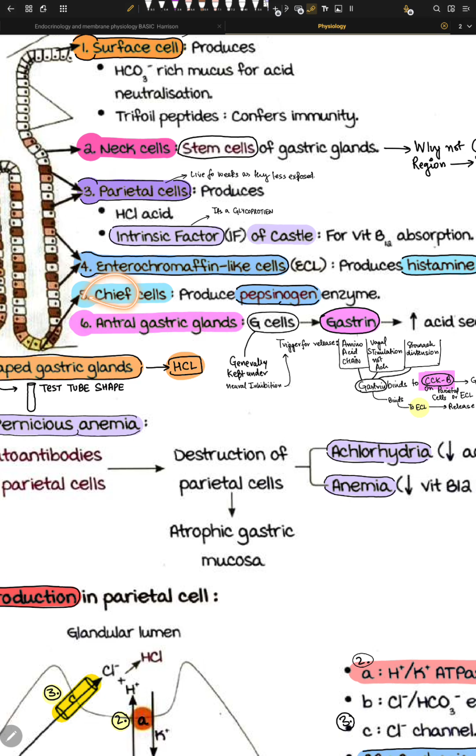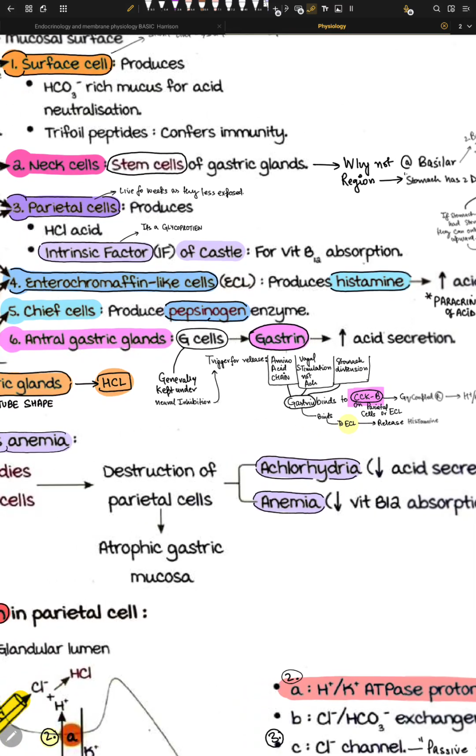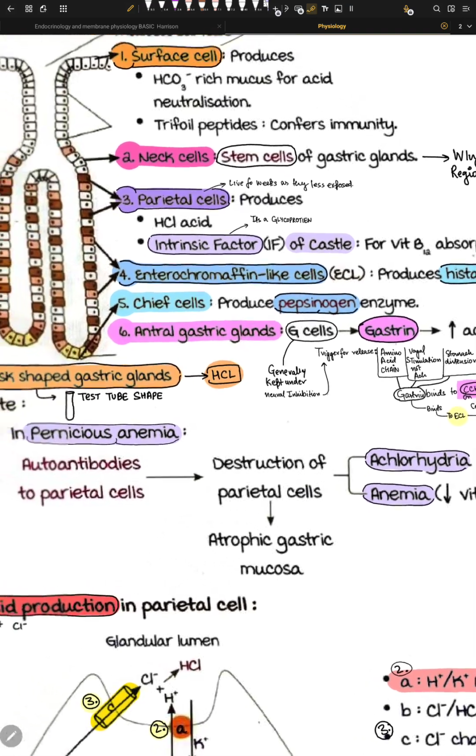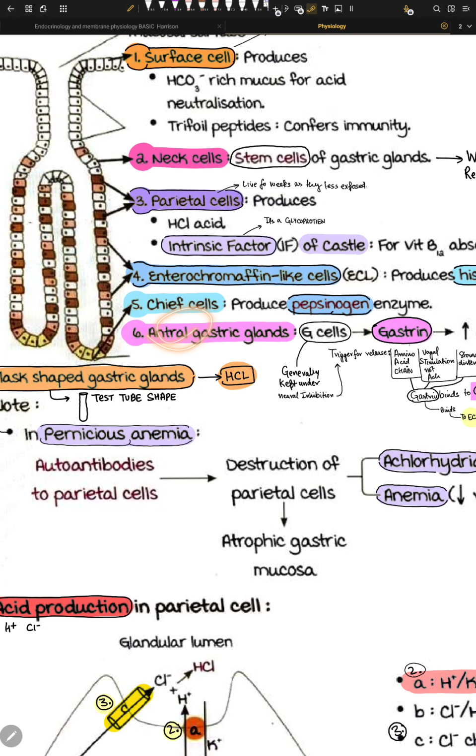Now let's talk about chief cells. They are chief cells because they produce something called pepsinogen. Now this pepsinogen is actually a zymogen, right? What is a zymogen? A zymogen is just an inactive enzyme that wants to get activated. So this pepsinogen is very important for the digestion of proteins. Just remember that. Then we have antral gastric cells. Now these antral gastric cells, it means they are at the antral part of the stomach, right? Now we know that the stomach is like that, right? And the antrum is right there.